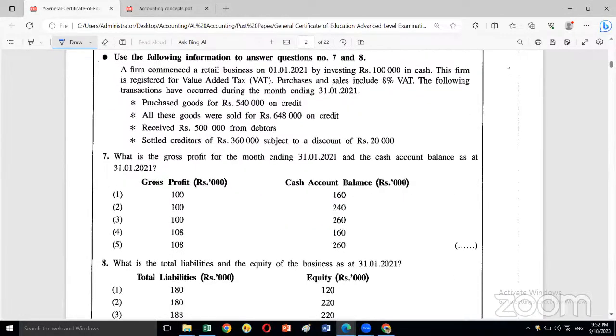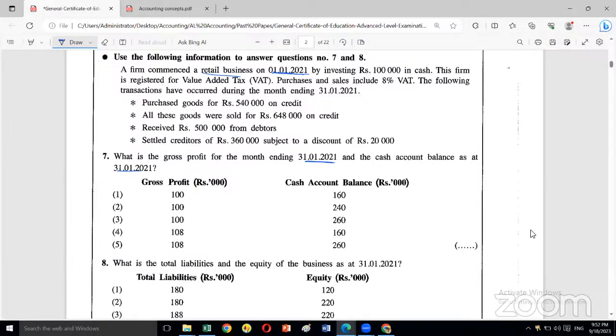Listen to me very carefully. Don't do any other things. A firm commences a retail business on 1/1/2021. See the required: everything they are asking for is for a month. So they started on 1/1, and they are asking the question for 31/1/2021.